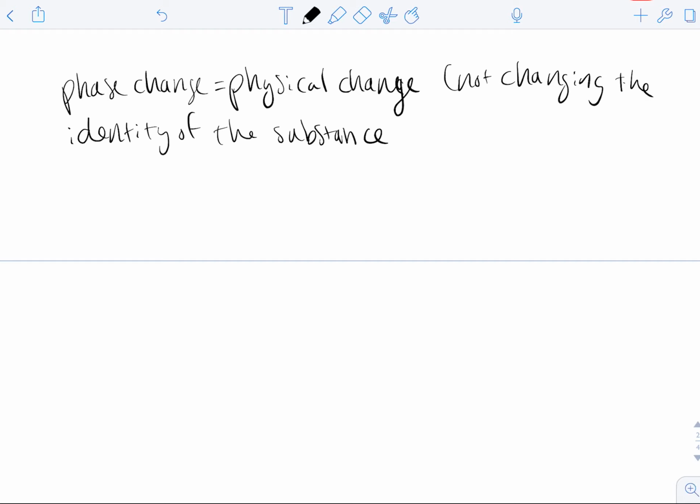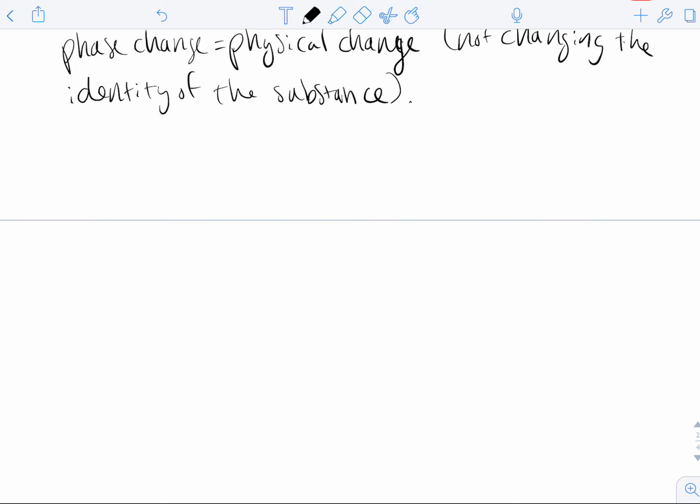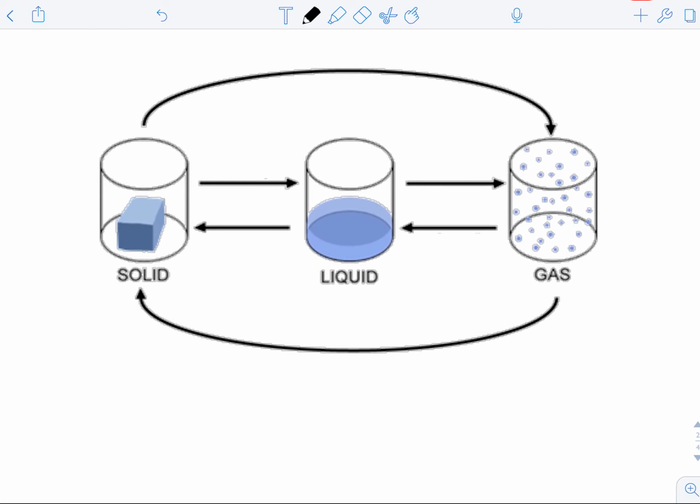So anytime we go between states of matter, we have to understand that they have different energies, right? So our solids have the least amount of energy, our liquids have a medium amount of energy, and then our gases have the greatest amount of energy. So to go between our phases, we add or remove energy. Okay, so let's look at this diagram right here.